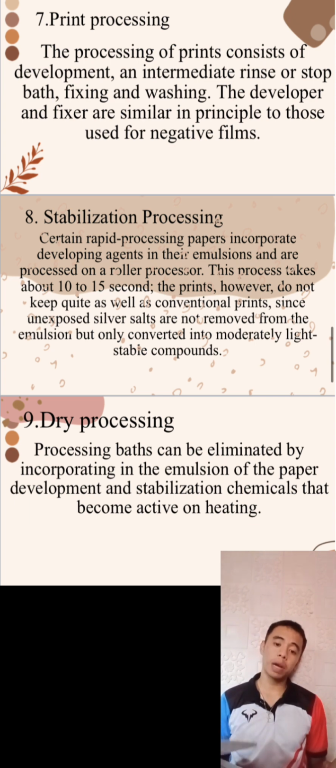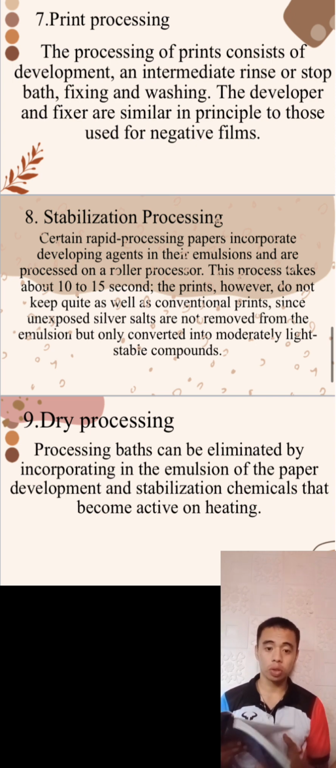Certain rapid processing papers incorporate developing agents in their emulsion and are processed in the roller processor. This process takes about 10 to 15 seconds.